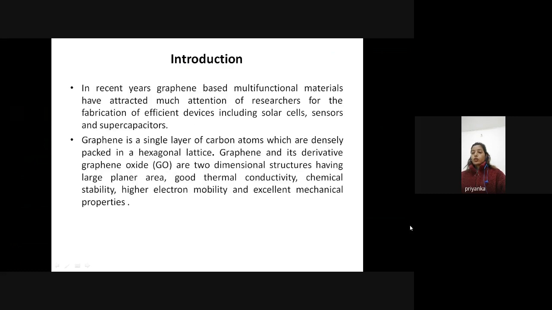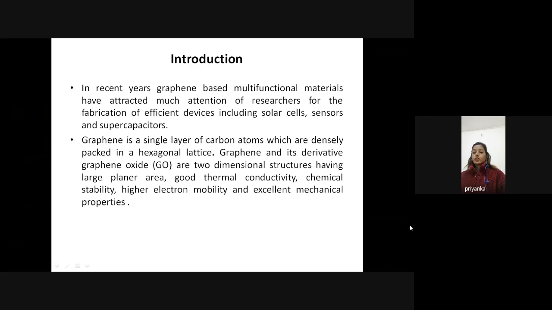So, as we all know, graphene-based multifunctional materials have attracted much attention of researchers for the fabrication of efficient devices like solar cells, sensors, and supercapacitors. And we also know that graphene and its derivative, that is GO, shows larger planar area, good thermal conductivity, chemical stability, higher electron mobility, and excellent mechanical properties.